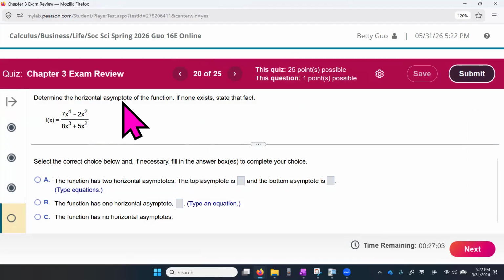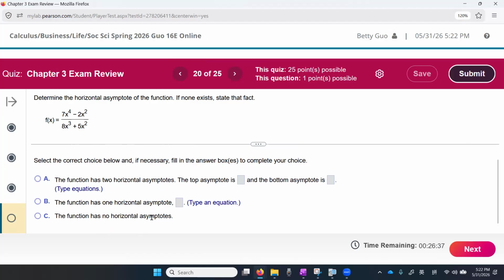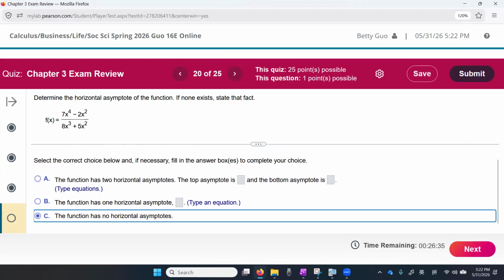This is to find the horizontal asymptote. Numerator degree 4, denominator degree 3. Remember that? For a rational function, to find the horizontal asymptote, you look at the degrees of the top and the bottom. When the degree of the top is bigger than the degree of the bottom, that indicates the function has no horizontal asymptote. It actually has a slant asymptote. So no horizontal asymptote.